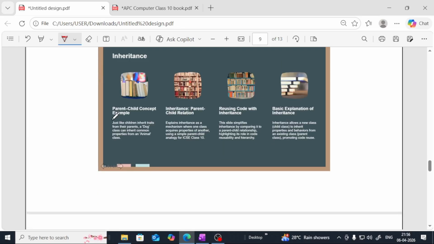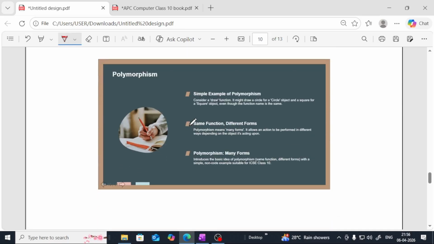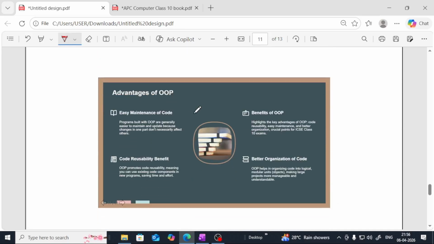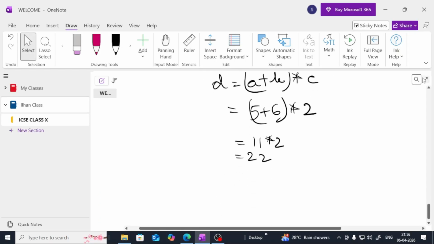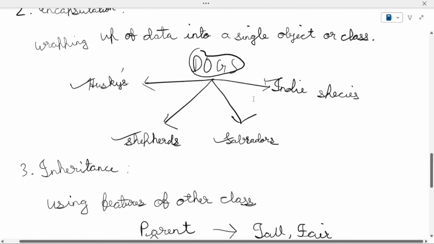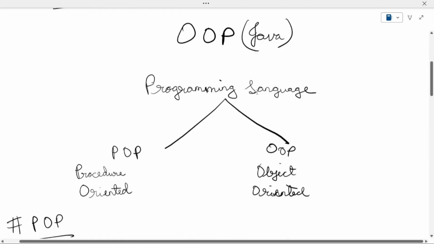Next, we have inheritance. I have already given you the parent-child concept. We have polymorphism, examples of polymorphism, advantages of OOPS, easy maintenance of code, benefits of OOPS, code reusability, better optimization of code, etc. Some practice questions, and that's it. I will try to provide you the PPT in a Google Drive and upload it on my YouTube channel.